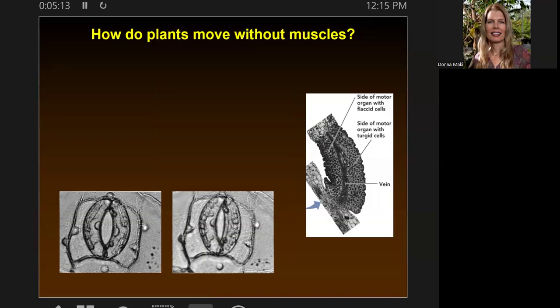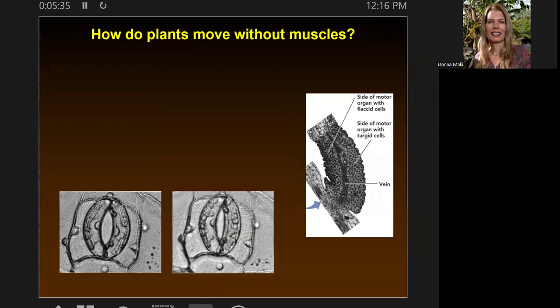But this brings up the question, how do they move? They don't have muscles. So how are they doing this? And especially when you think about the quick moving plants, the ones like the Venus flytrap or something like that, you can see the trap close in a matter of seconds. So they don't have muscles. They must be doing something to allow for that quick movement.